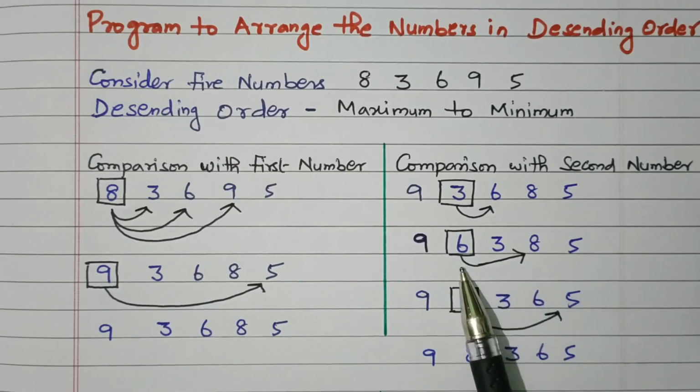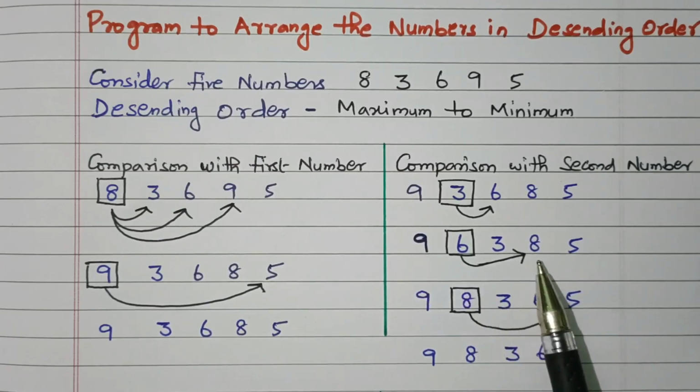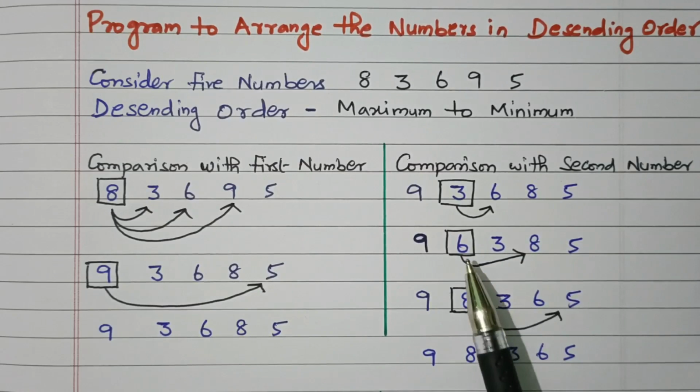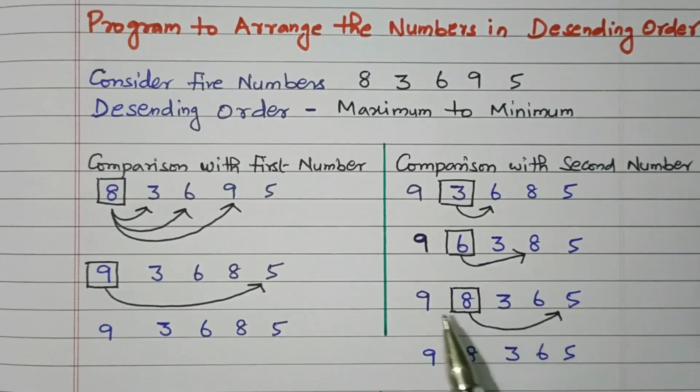Now again the second number, now this 6 is the second number. The second number is verified with the fourth number. This fourth number is also greater, so it is interchanged. The fourth number is greater than the second number. 8 is placed in the second position and 6 is placed in the fourth position. Right, now it becomes 9, 8, 3, 6, 5. Again the second number, now 8 is the second number, is verified with the fifth number. The fifth number is lesser, so no need to interchange. So after verifying the second number with the remaining numbers, the order is now 9, 8, 3, 6, 5.